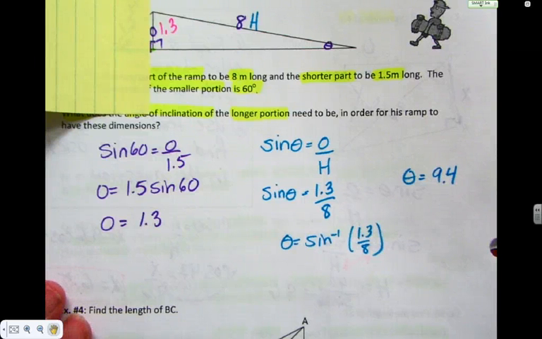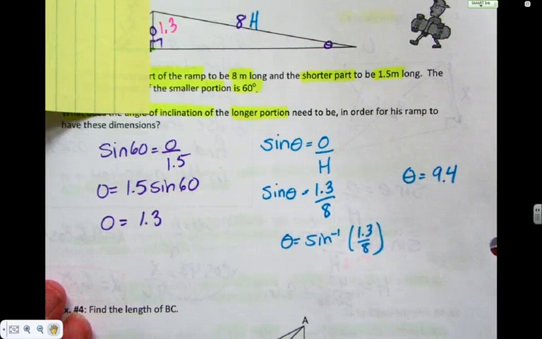9.4? Units, because it's a word problem. I heard somebody say it. Degrees.